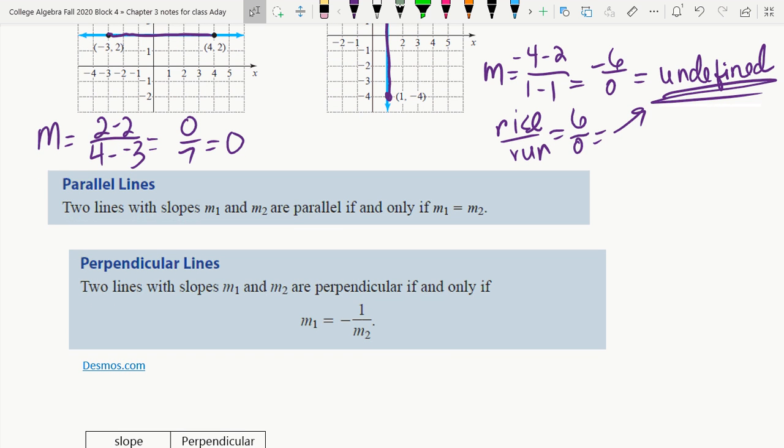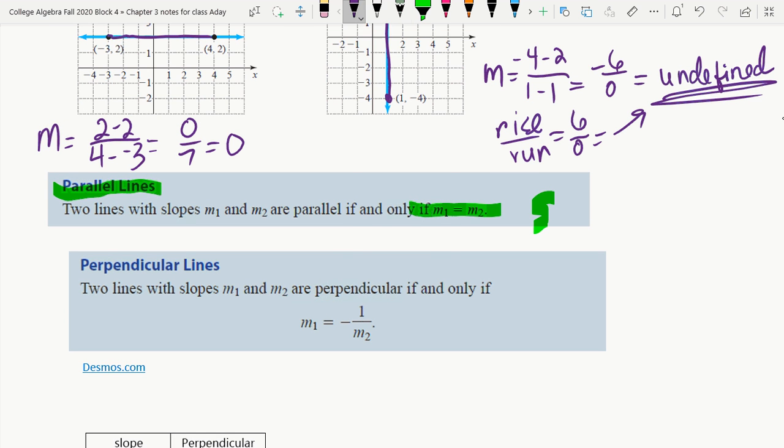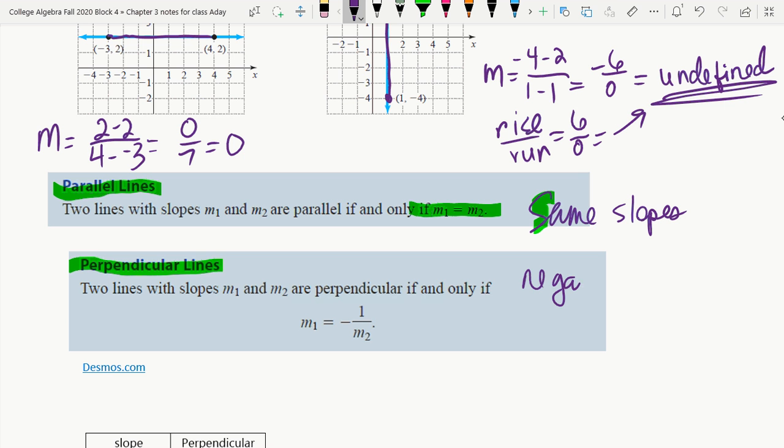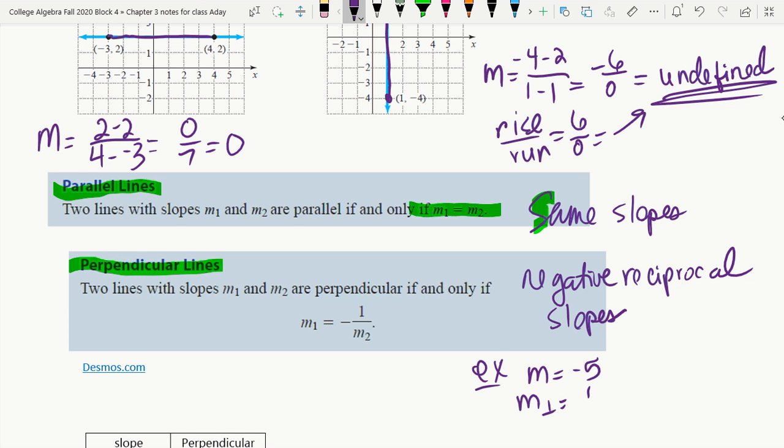All right, so what we need to know now, parallel lines. I know you've heard this in the past too. Parallel lines have the same slopes. And perpendicular lines, their slopes are called negative reciprocal slopes. Example, if I say first slope is negative 5, the perpendicular slope would be 1/5 positive.